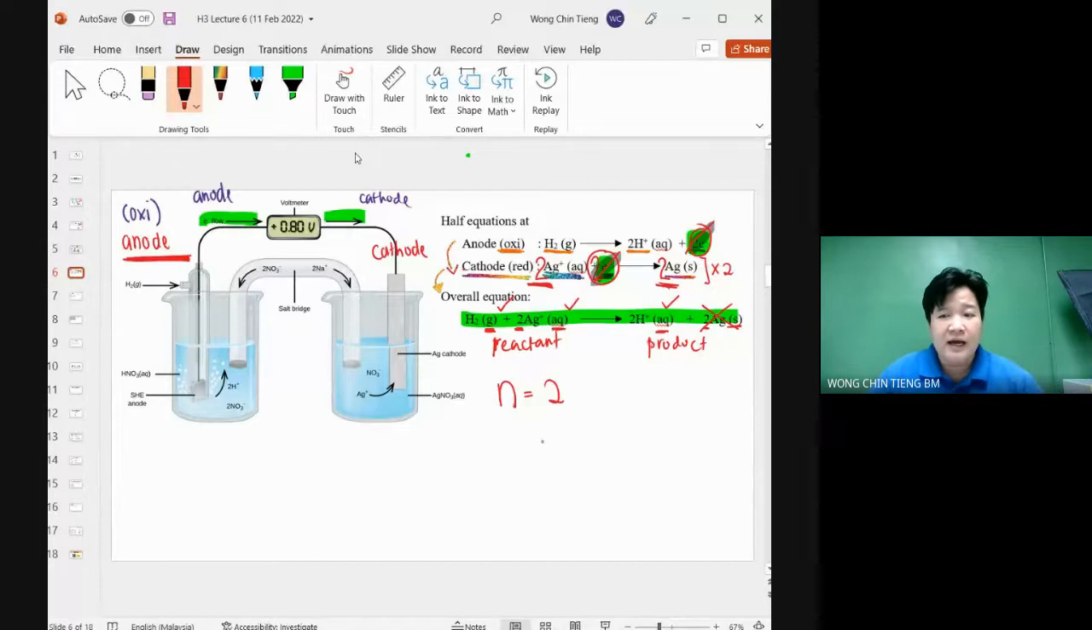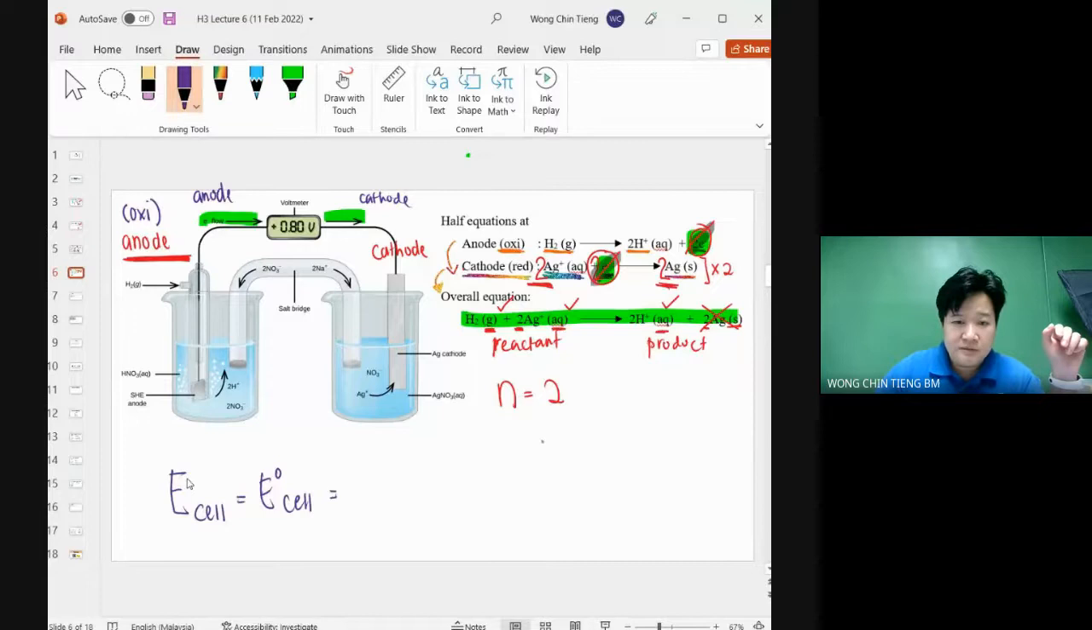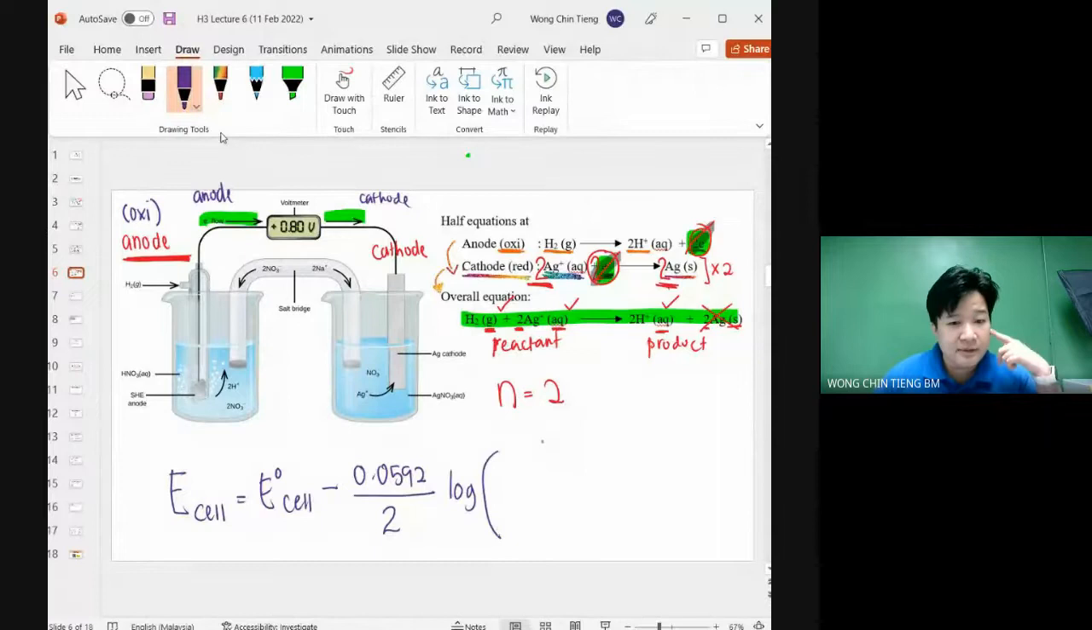I hope you can see over here in your product, your aqueous will be taken, but your solid will be ignored. That will give rise to your Nernst equation: E cell equals E not cell minus 0.0592 over N. Your N over here equals 2. We have talked about why N is 2. Log, remember the bracket, because we log everything.